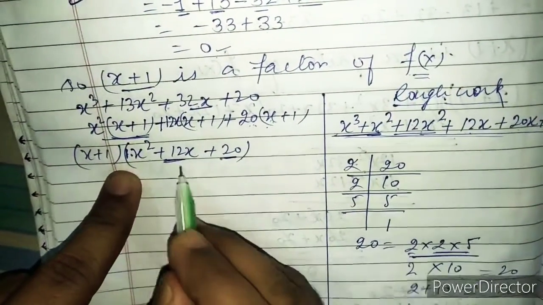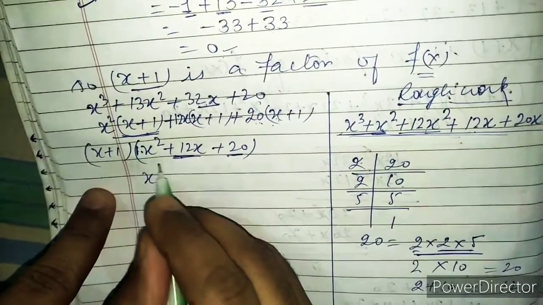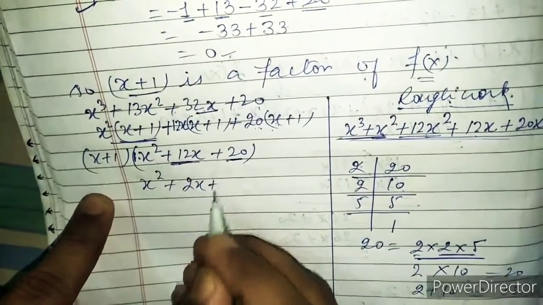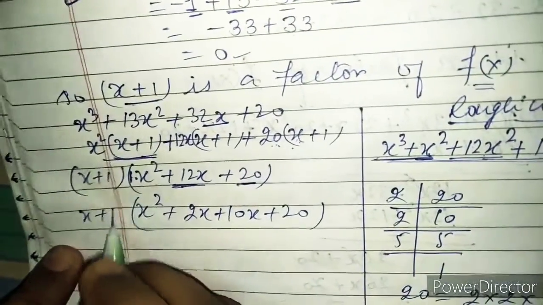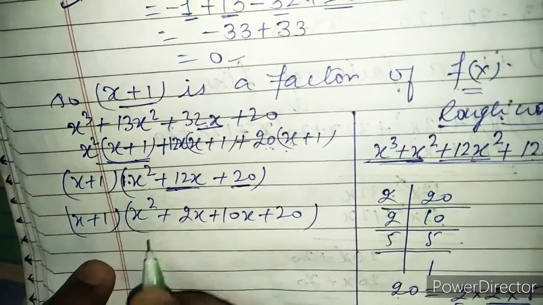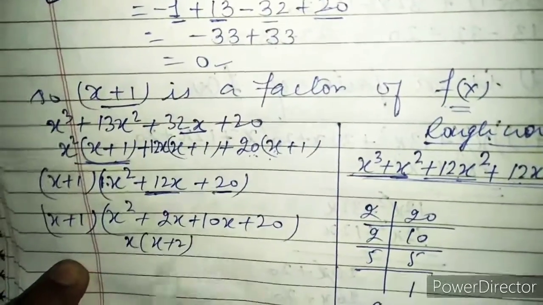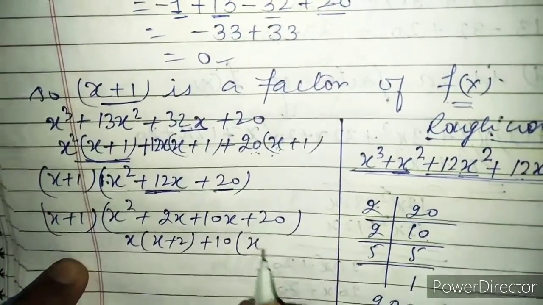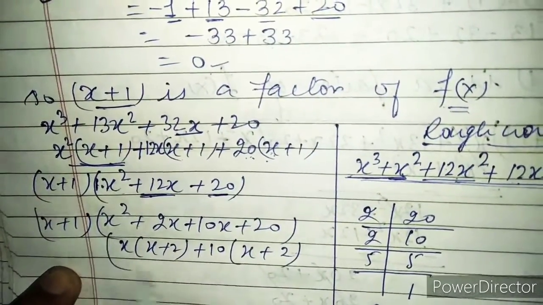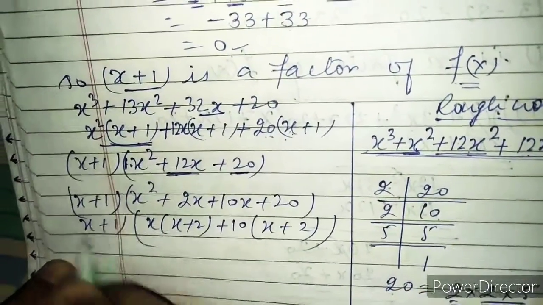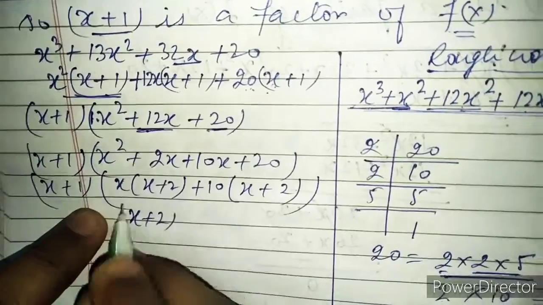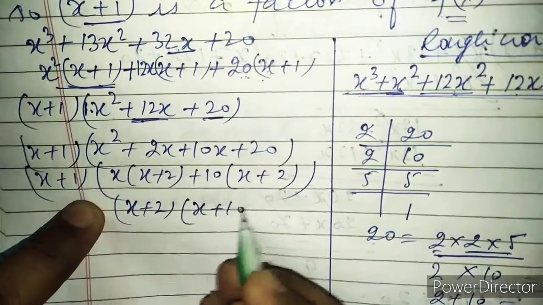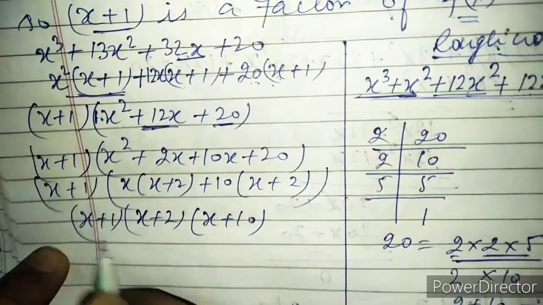So at the place of 12x you can always write x square plus 2x plus 10x plus 20, right. This x plus 1 remains the same. Now take x as a common, it will be x plus 2. Here 10 will be common, x plus 2, correct. This will be in one bracket, this will be in another bracket. Now x plus 2 is common, take x plus 2 common, this will be x plus 10, and here x plus 1, correct.